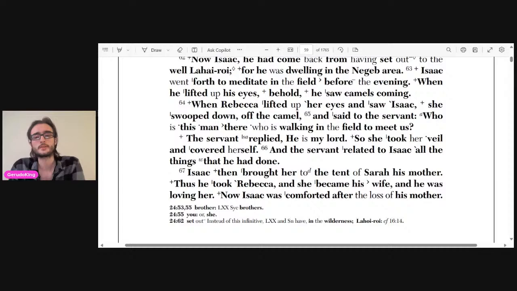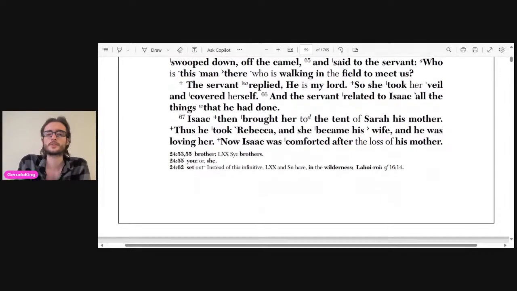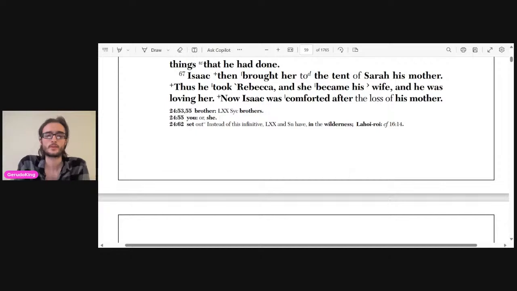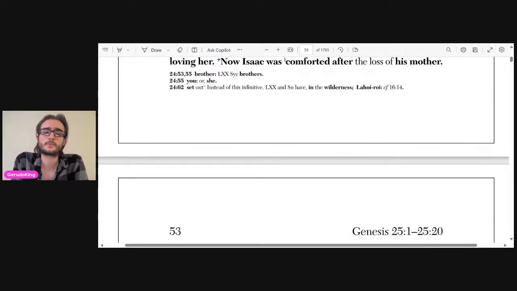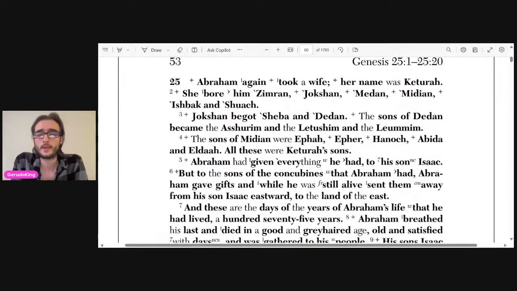And the servant related to Isaac all the things that he had done. Isaac then brought her to the tent of Sarah his mother. Thus he took Rebekah, and she became his wife, and he was loving her. Now Isaac was comforted after the loss of his mother. Abraham again took a wife.